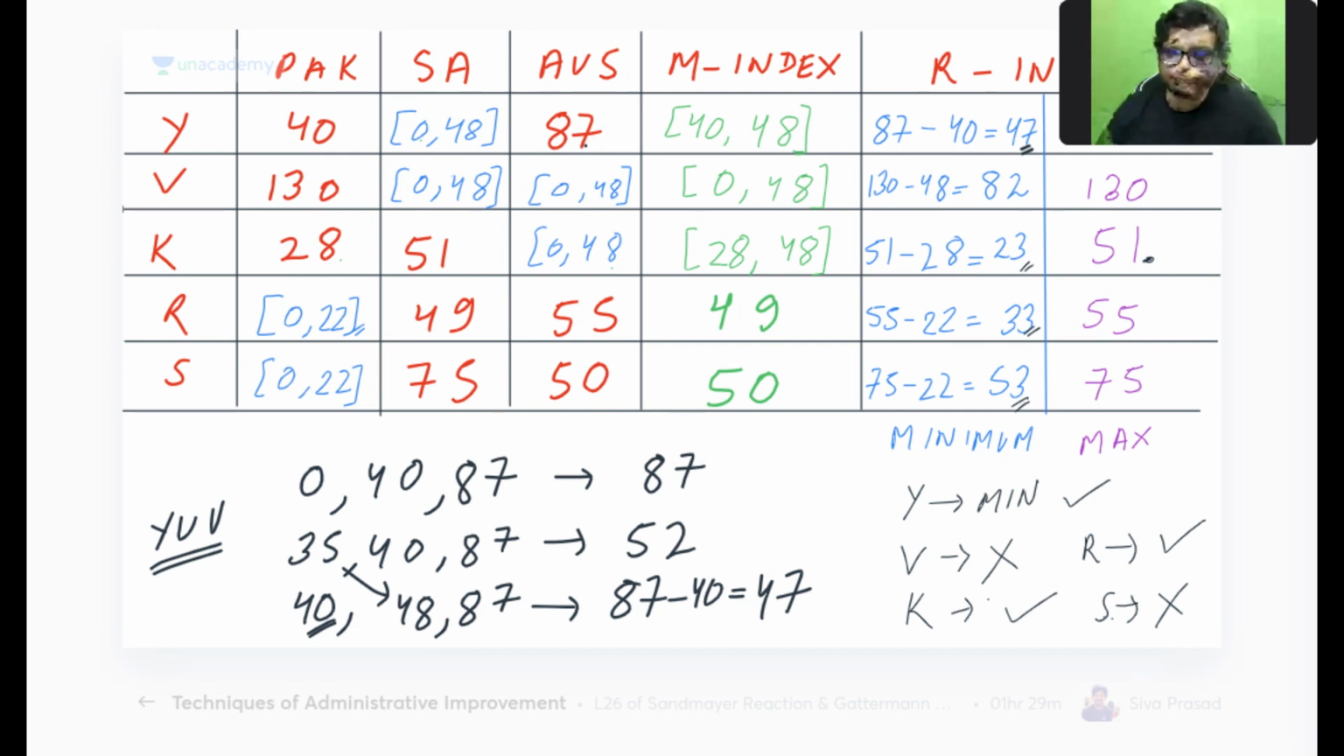Are you guys okay with these? Rahul is fine, good to see that.